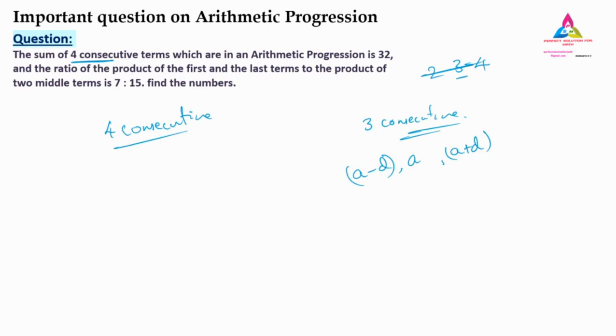So what do we have to do now? Several students will make some mistake over here. You will take A plus D, then A plus 2D and A plus 3D. If you go this way, with the four consecutive terms A plus D, A plus 2D, A plus 3D, you can find the answer, but it will be a lengthy answer. In exam, you will not have much time. You can't spend more time on only one question. The more quickly you solve, the more time you will save.